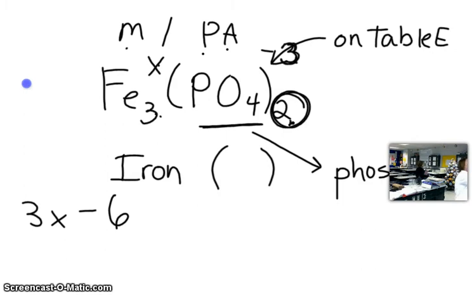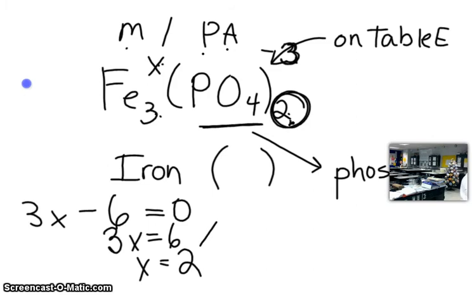3x, bottom times top, 2 times -3 is -6. That all has to equal 0. 3x equals 6. X equals 2. So this is iron, Roman numeral 2, phosphate.